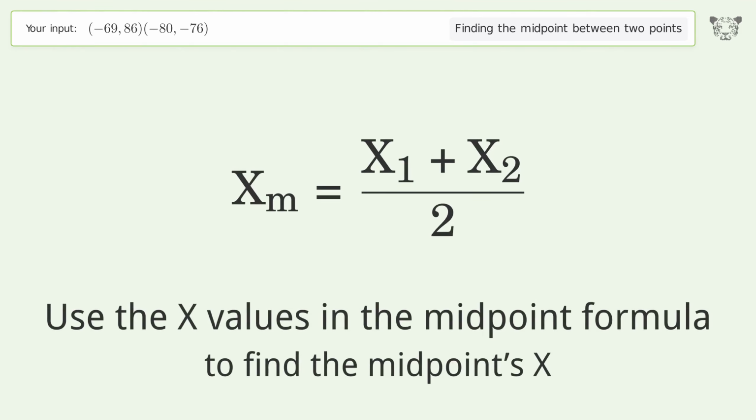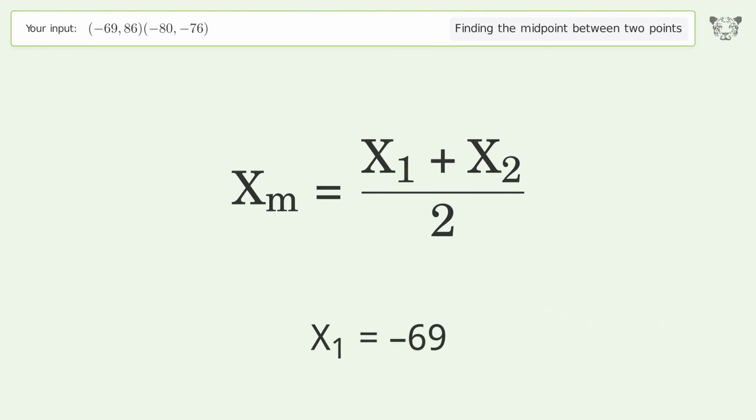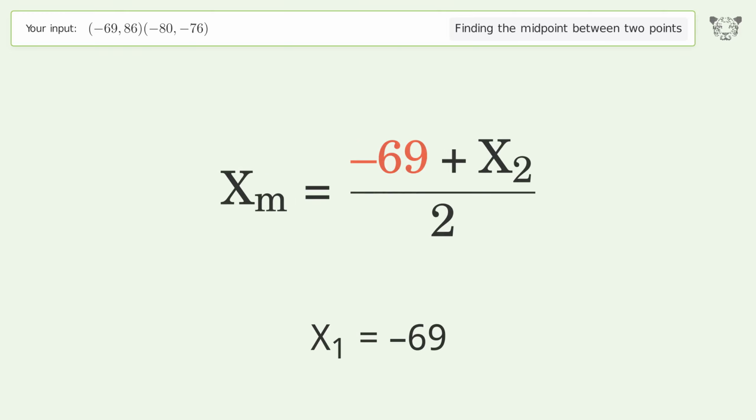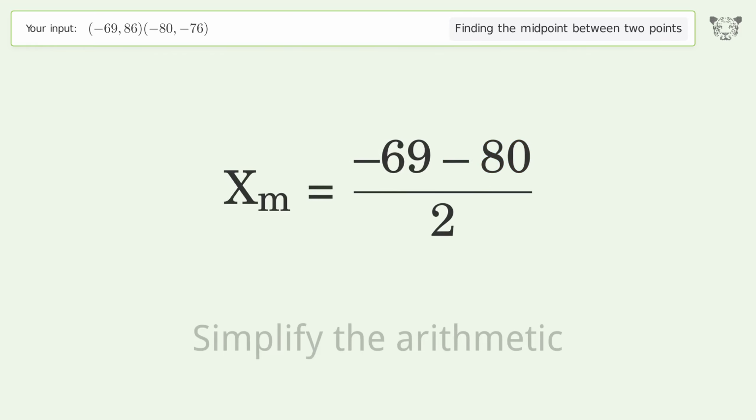Use the x values in the midpoint formula to find the midpoint's x. x1 equals negative 69. x2 equals negative 80. Simplify the arithmetic.